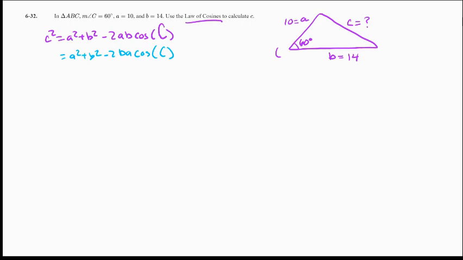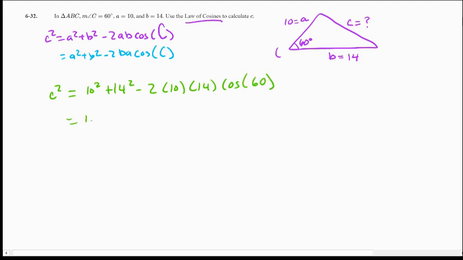So in this one here, once I plug everything in, what I will get is C squared, which is what I'm looking for, the side, equals 10 squared plus 14 squared minus 2 times 10 times 14 cosine of the angle given, which is 60. So as I go through and do some of the math to make it a little bit simpler to see here, 2 times 10 times 14 is 280.